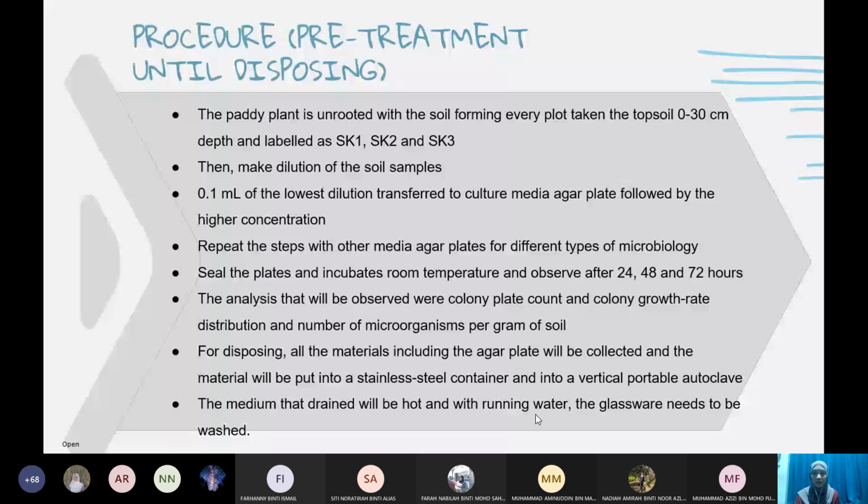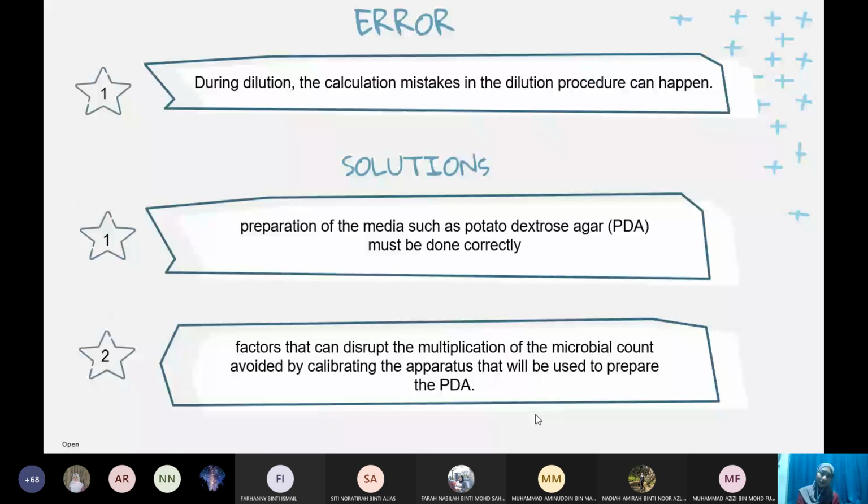The analysis that will be observed are colony plate count and colony growth rate, distribution and number of microbes per gram of soil. For disposing, all the materials including the agar plates will be collected and put in a stainless steel container and into a vertical portable autoclave. The residue then will be drained with hot running water, and then the glassware needs to be washed. And for the error and the solution, during dilution, calculation mistakes in the dilution procedure can happen.